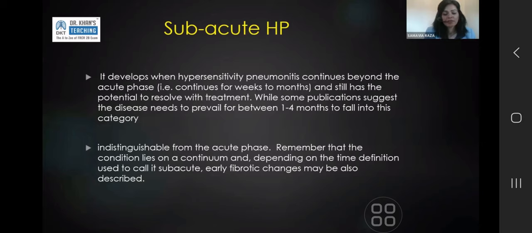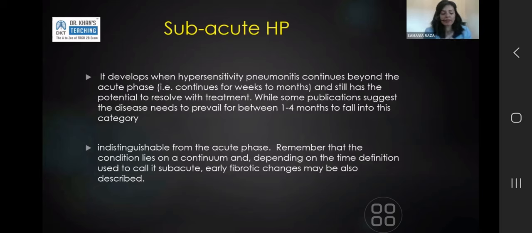And then if untreated, or by untreated, I mean they don't get rid of the substance or the pet or whatever is giving them HP, they go on to develop fibrotic changes. Sometimes, very rarely, they can even get rid of that antigen and still go on to develop fibrotic changes. This is technically not supposed to happen, and some people say that this happens because you actually labeled them wrong. You never actually found out what was giving them HP, so they could have HP because of multiple things.